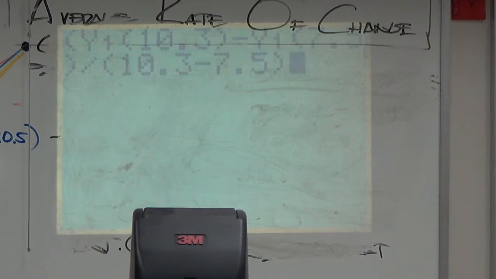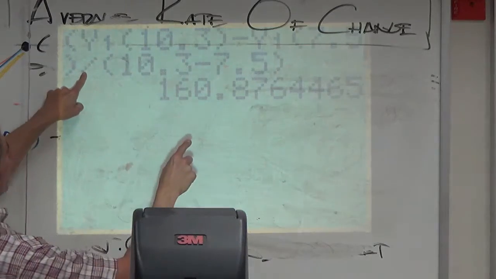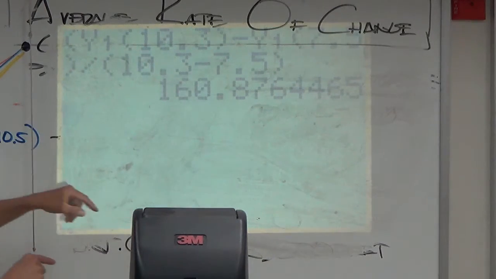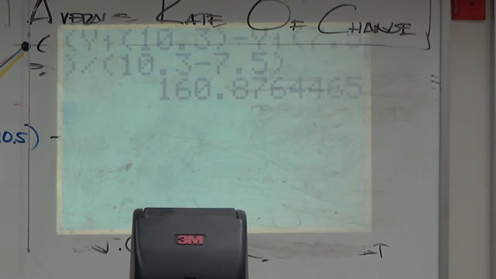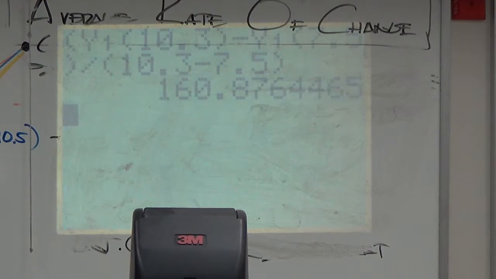So now when you press enter, it comes back with 160.8. Why do we have 10.3, 7.5 twice? Oh, no, we don't have that twice. We have the Y value at 10.3 minus the Y value at 7.5 over the X value of 10.3 minus the X value of 7.5. However, I've got a problem with this. Did you put another parentheses? Oh, time out. Wait a minute. Hang on, I still get 160. No, thank you. That was my mistake. My mistake was parentheses. Sorry.